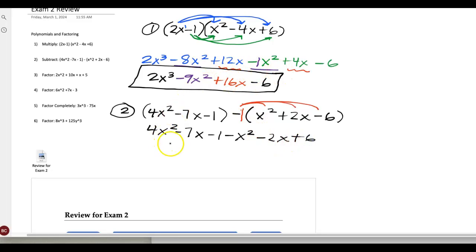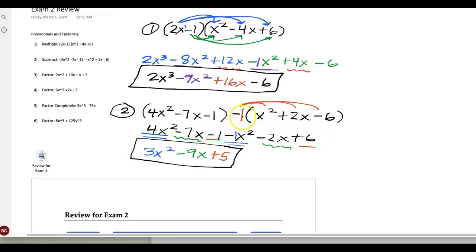And again, just like we did up here, now we just need to combine our like terms together. So I can see my 4x squared minus x squared, right? Remember, this is like a minus 1. So 4 minus 1 is 3, so I get 3x squared. And now I need to do my x terms, right? So negative 7x minus 2x is going to give me a negative 9x. And now I need to combine those last ones together. I get negative 1 plus 6, which is going to give me a positive 5. And so that together will be my answer.